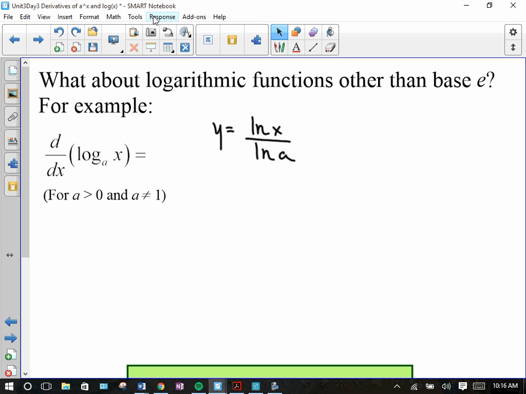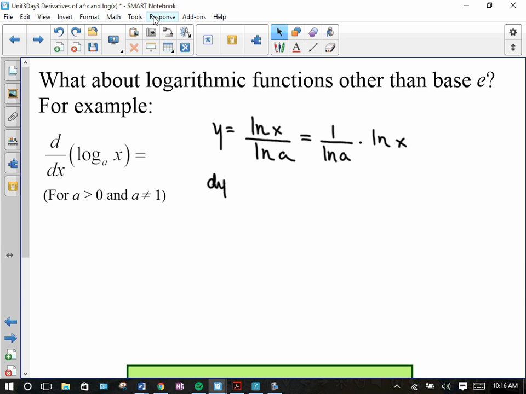Let's rewrite this real quick. Natural log of x divided by natural log of a is really saying 1 over the natural log of a times the natural log of x. The reason I write it like that is I want us to realize that 1 over the natural log of a is just a number, like a coefficient. So take the derivative of both sides.